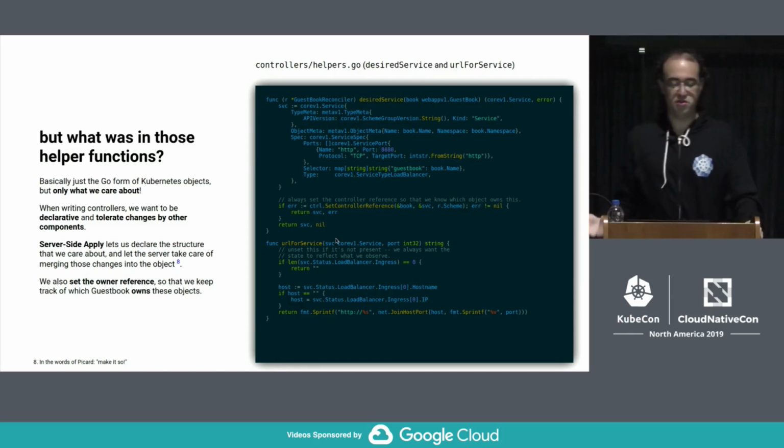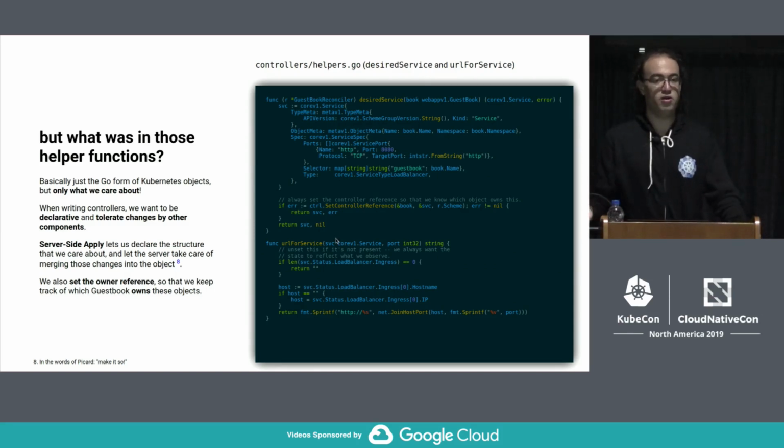The one other thing that we're doing here is we're setting an owner reference. This does two things. The first is that when we delete our root guestbook object, it'll make sure that our service and deployment are also cleaned up.